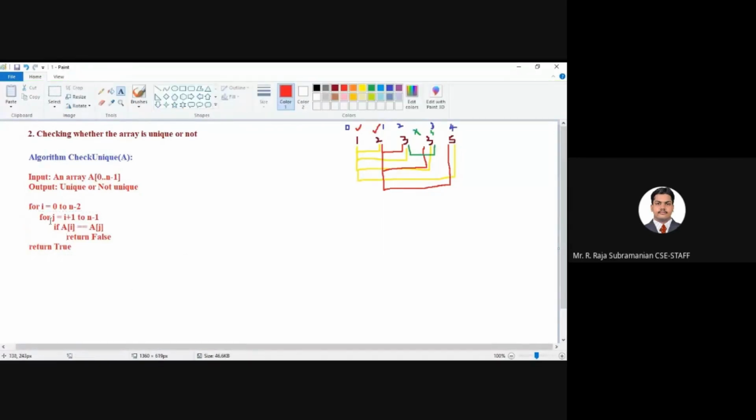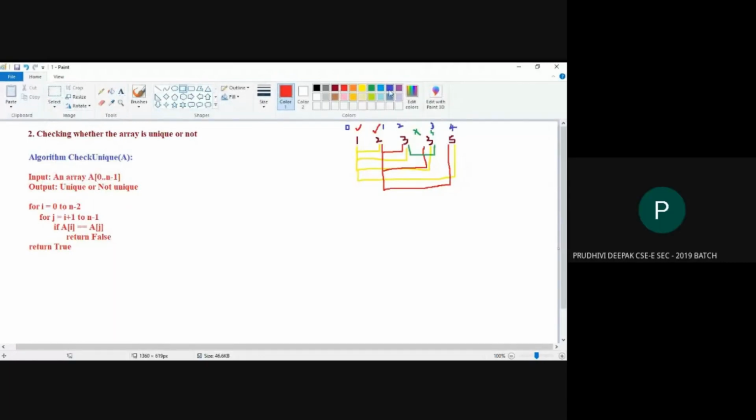So I'll take a for loop that runs from 0 to n minus 2 and another inner for loop that runs from I plus 1 to n minus 1, checking only one thing, that is whether an element is equivalent to another element in a given array or not. If it is equal, I'll immediately return false. Else I will return true.